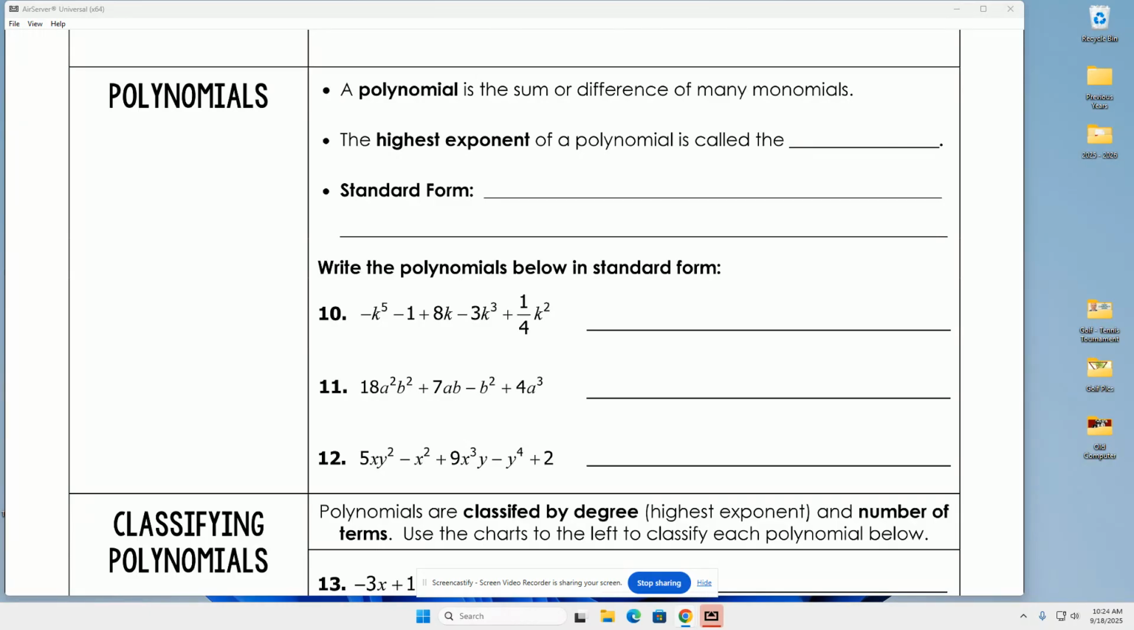The highest exponent of that polynomial, that is what we call the degree. All right? The highest exponent. So if I look at all of these polynomials and I see the highest exponent, that is how we're going to classify it by the degree. Now we're going to do that mainly when we're talking about polynomials like number 10 that only have one variable. When they have two variables, it gets a little trickier, but we'll discuss that in just a second.